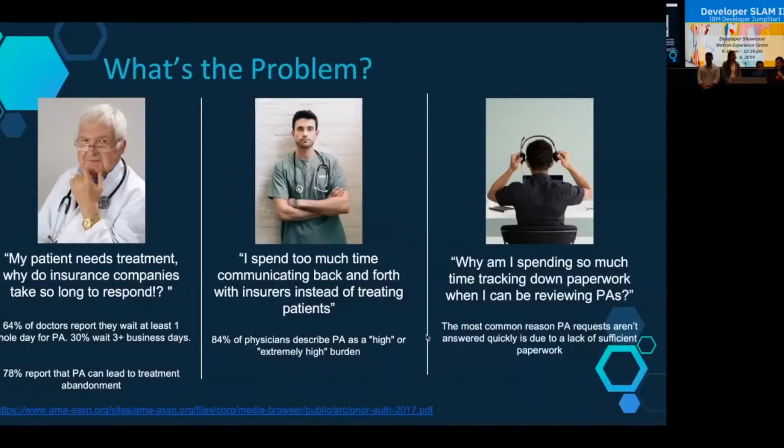And then on the insurance side, they're also having a lot of issues because they need to spend a lot of time tracking down paperwork, which they didn't get from the medical side because there were lots of different application processes for different insurance companies, so it was very difficult for them to figure out exactly what to submit.